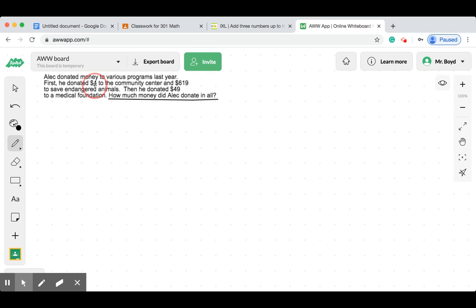I know he donated $4 to the community center, so I'll put my 4. I know he donated $619 to Save Endangered Animals. Now it's important that I remember to line up my place value. So the one place value in 619 is a 9, and that must be lined up with the 4. So I'll go ahead and actually write that in first, so I know it's lined up. Then I can write in my tens, and then I can write in my hundreds.